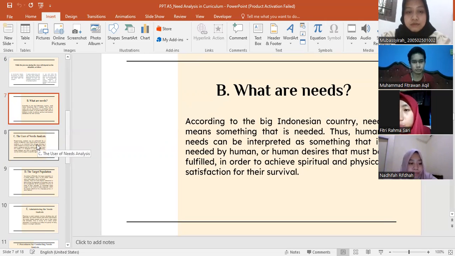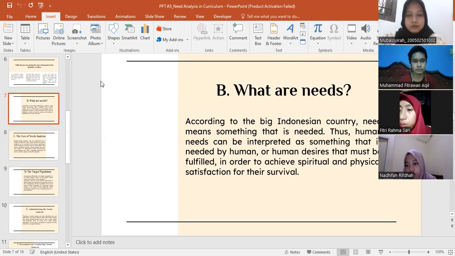The first one is what are needs. According to the Big Indonesian Dictionary, need means something that is needed. These human needs can be interpreted as something that is needed by humans or human desire that must be fulfilled in order to achieve spiritual and physical satisfaction for their survival. As for Richards' explanation, needs are often described in terms of linguistic deficiencies, describing the difference between what the learner can currently do in the language and what he or she should be able to do.